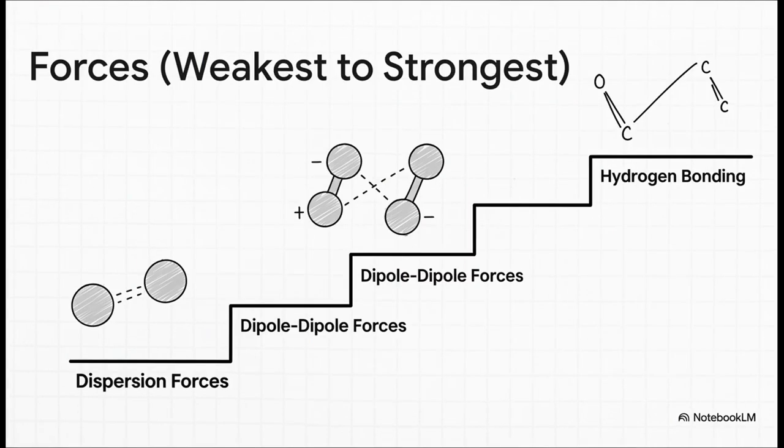Now, these forces come in a few key varieties, and we can rank them by their strength. We're going to start at the bottom with the weakest but most universal, which are called dispersion forces. Then we'll level up to dipole-dipole forces. And finally, we'll get to the heavyweight champion of the group, the mighty hydrogen bond.